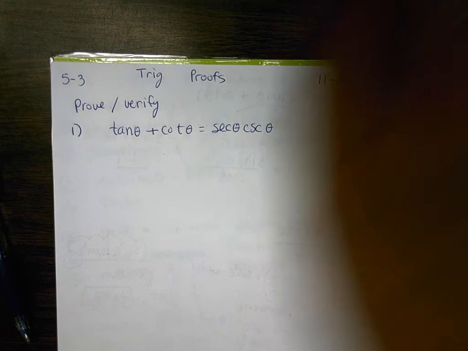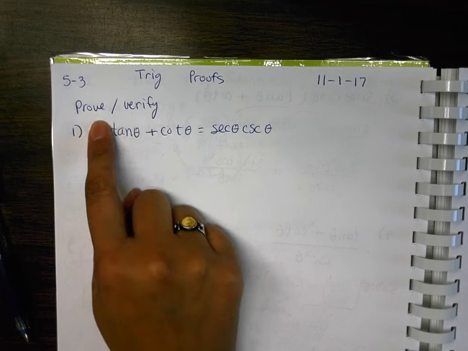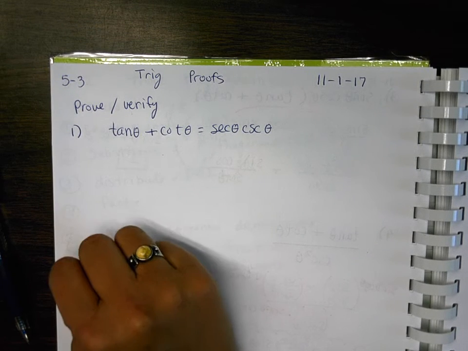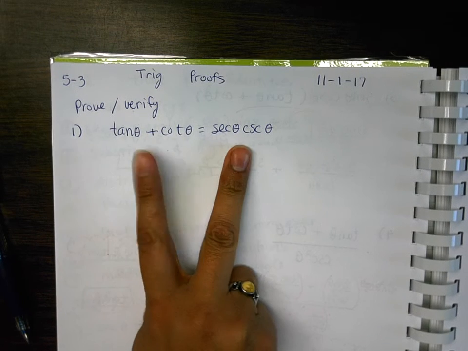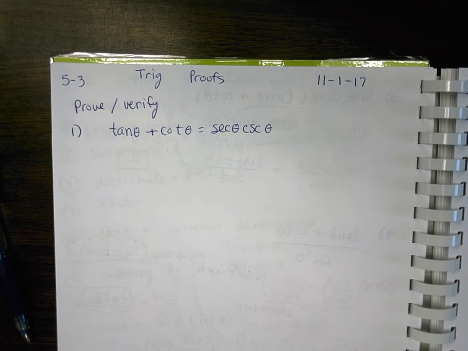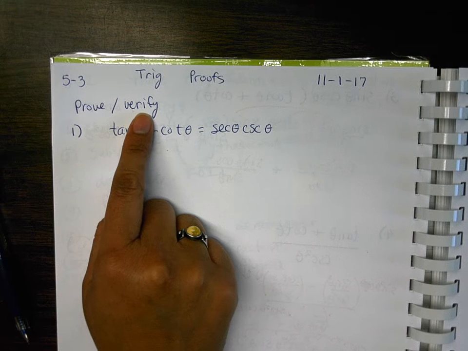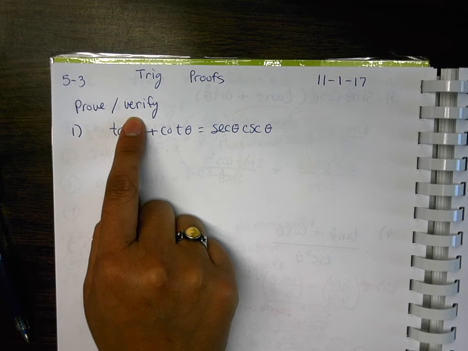All right, trig proofs. Again, prove, verify. The words are interchangeable. When you see them, you're going to be doing the same things either way. Okay, what you can and cannot do. Do you see that this does not say solve? Yes. Right? Because you're not solving here.